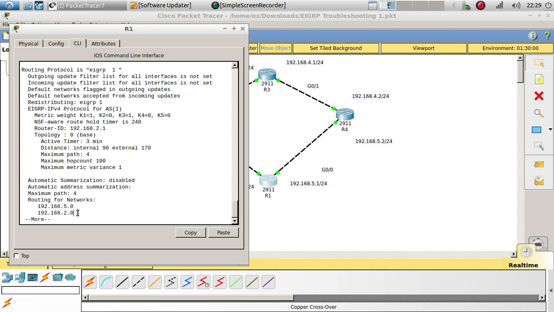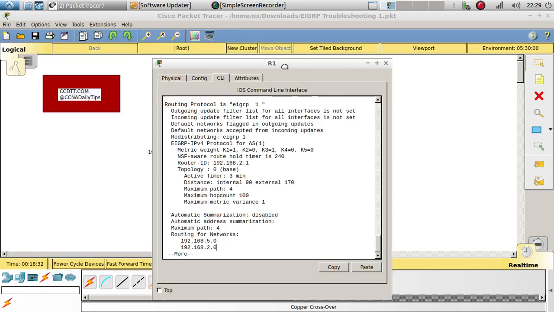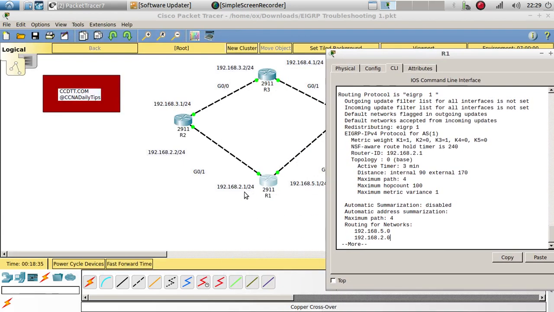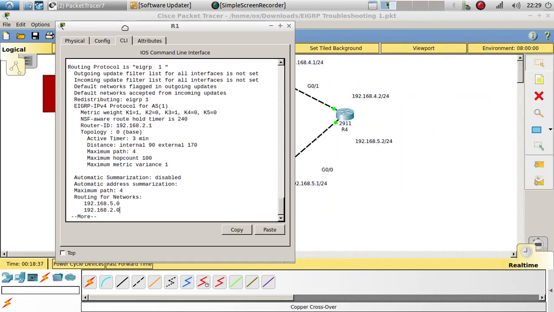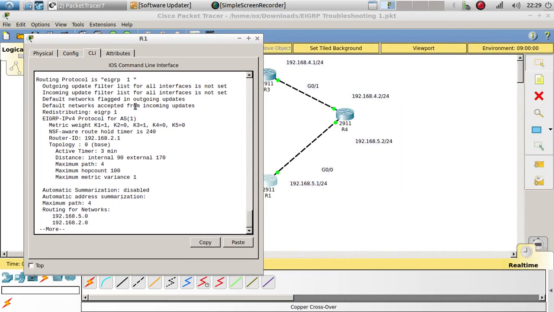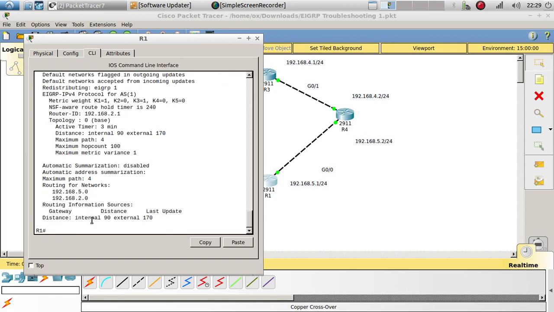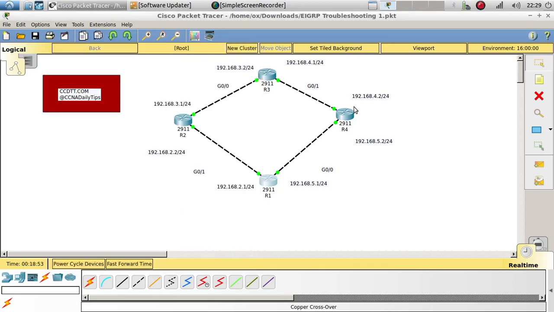Let's see what else we are routing for this network. 192.168.5.1 and 192.168.2.1. That's over here. So that's good. It looks like everything is working over here. This is the router ID. Okay, so that looks like it is working good over here. Now let's go ahead to router 4 and see what's going on with router 4.